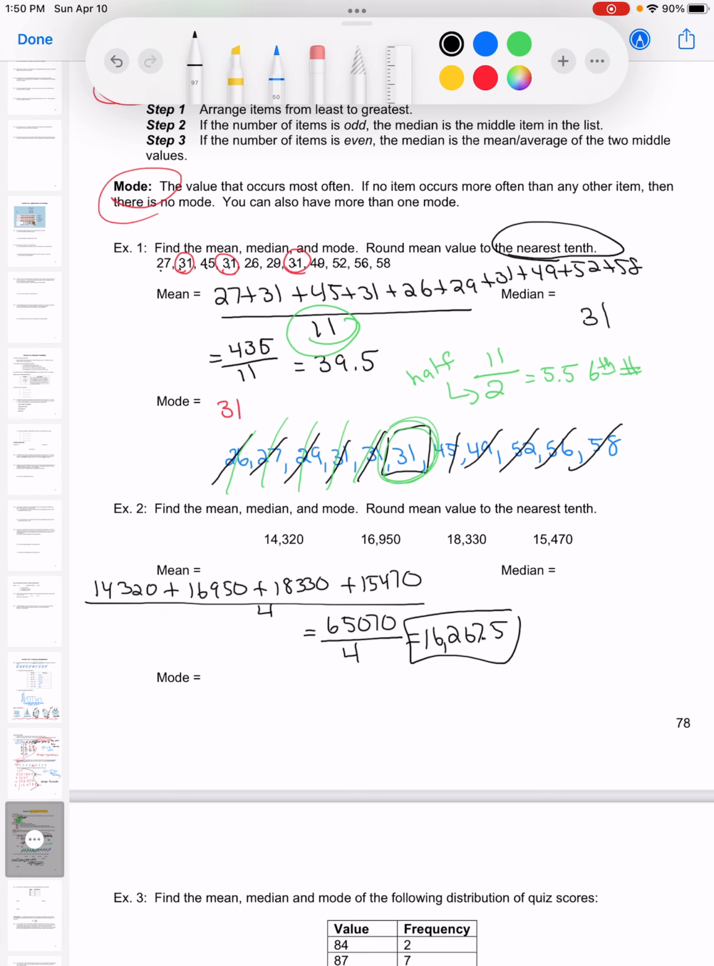Now none of these numbers repeat, so we say there is no mode. Mode's the only one that can have that answer. For mean and median, there has to be exactly one answer.